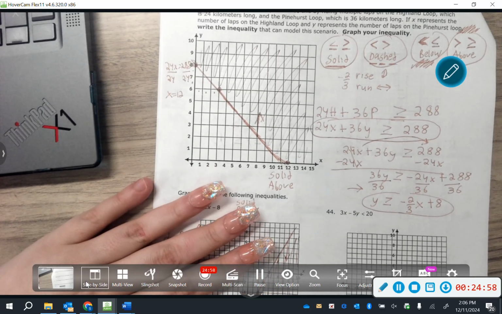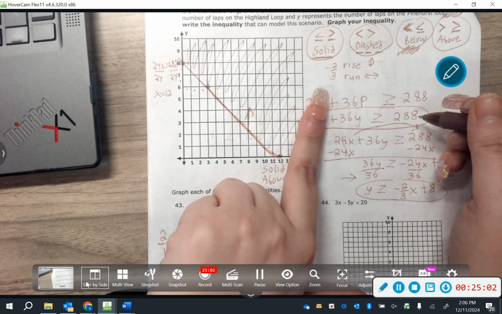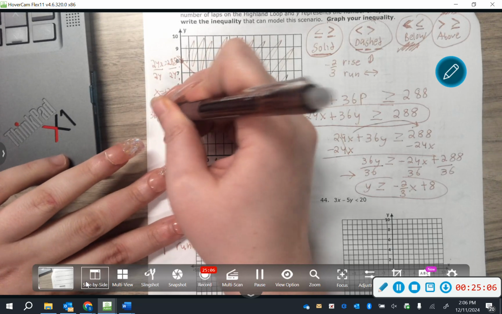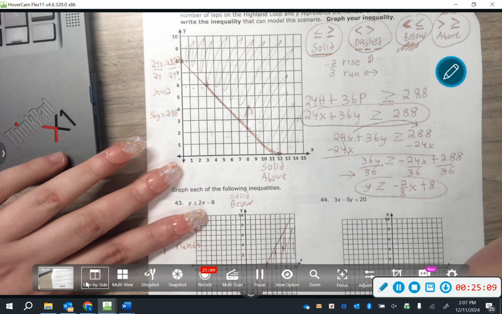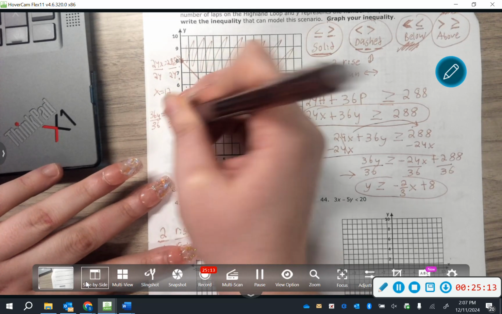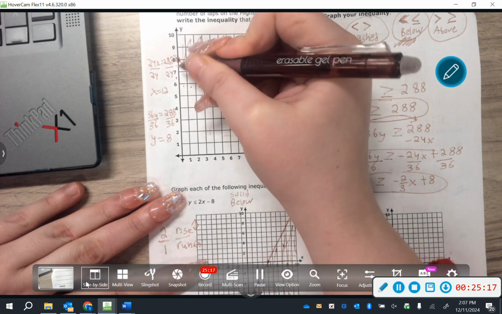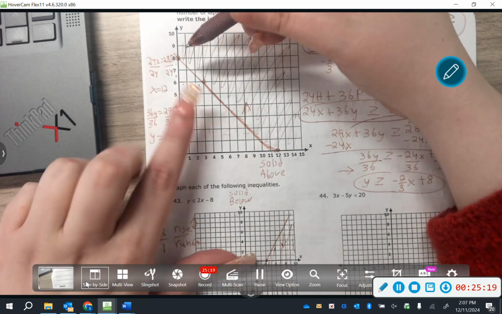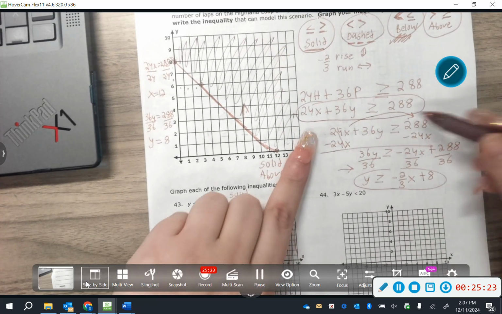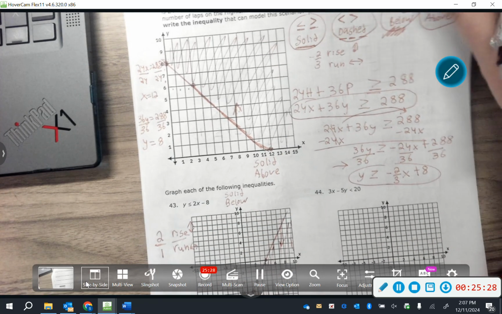Okay. For my y-intercept, I would cover up my x. I have 36y equals 288. Divide both sides by 36. Y would equal 8. That means I have a y-intercept at 8. So you could have plotted those 2 points and then sketched your line, instead of doing all of this work of converting, whichever one you prefer more.